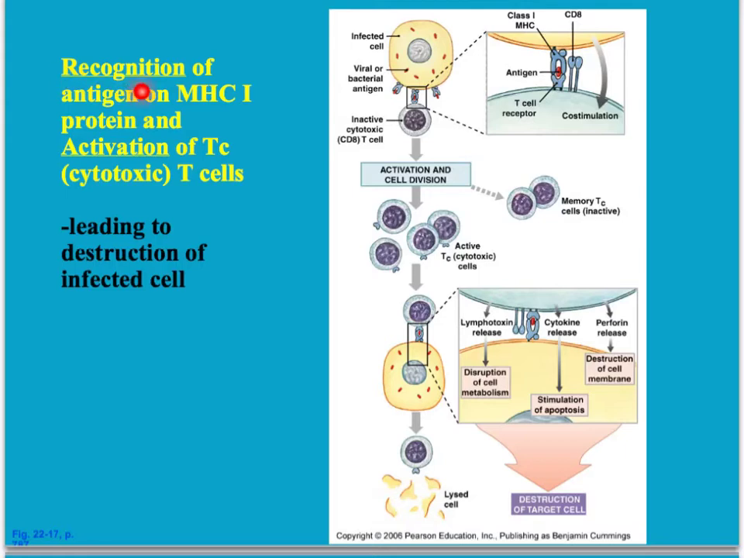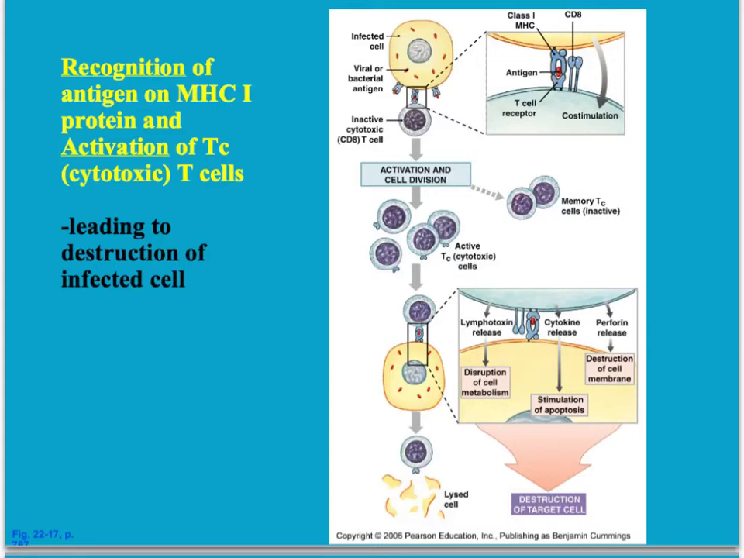Okay, so antigen presentation was the first step. The next step is going to be recognition. So now we've got to recognize that antigen on the MHC1 protein. So we're going to start with the MHC1 proteins. Those MHC1 proteins are going to be recognized by cytotoxic T cells, and those cytotoxic T cells are going to become activated, and the activation of the cytotoxic T cells will lead to the destruction of the infected cell. Okay, so this is how it's done.